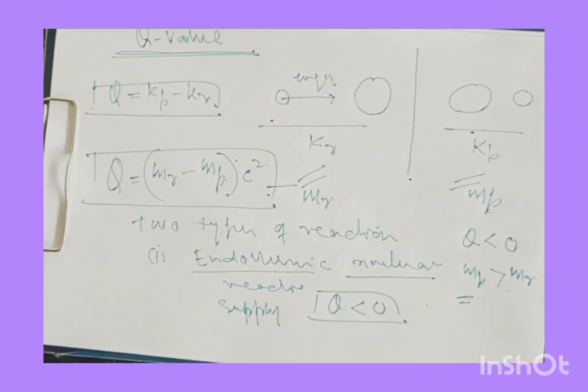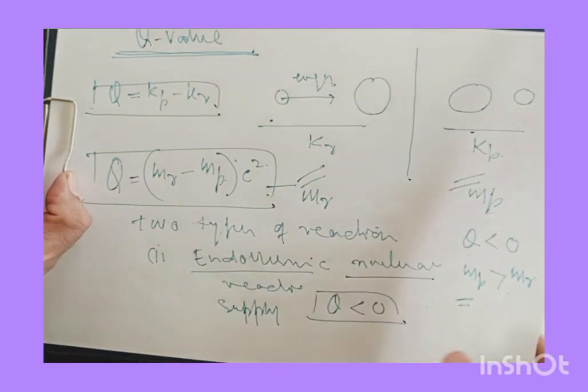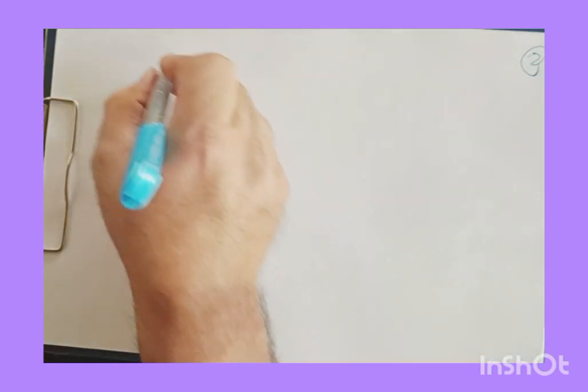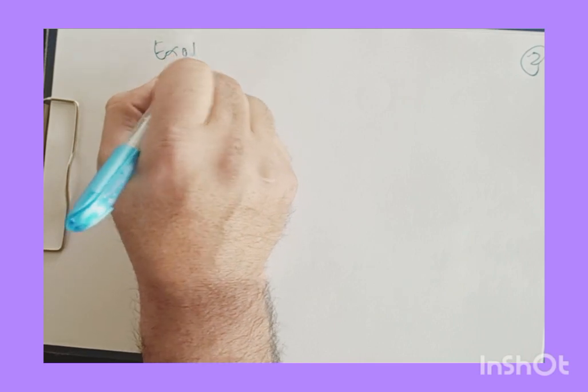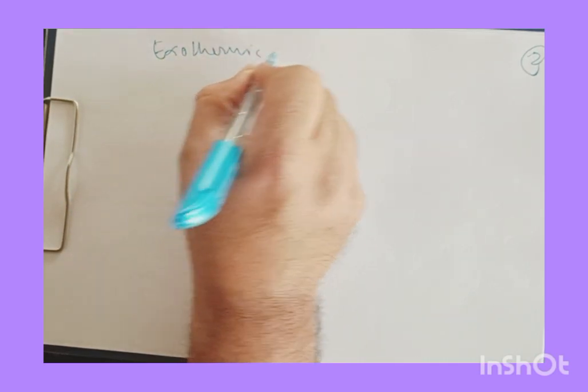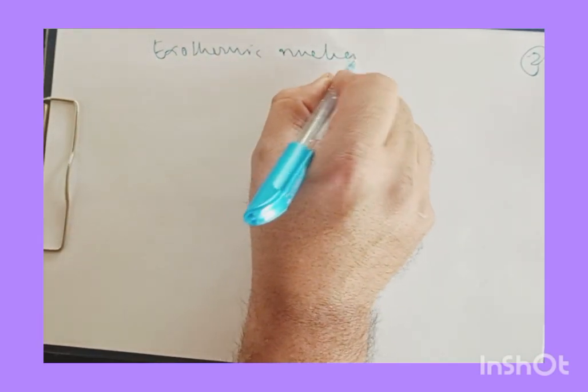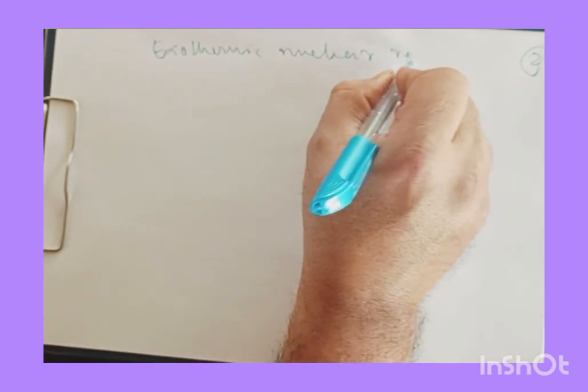So the other category of reactions that we can define on the basis of this Q value is exothermic nuclear reaction.